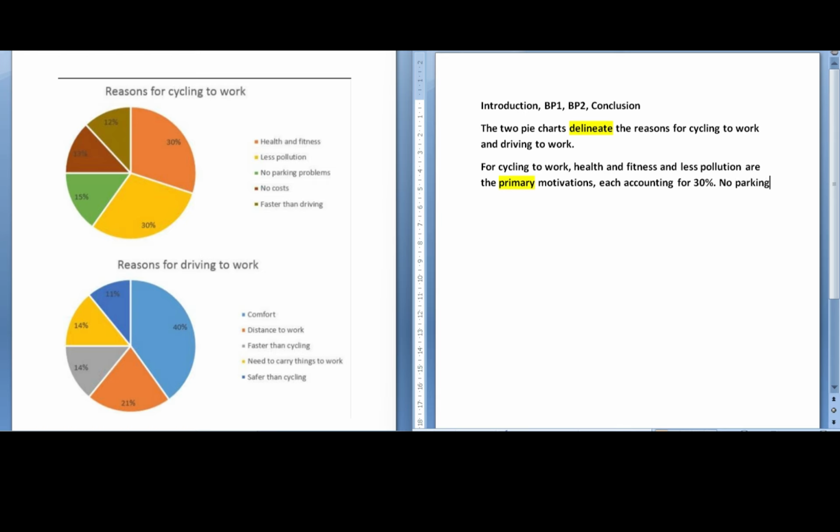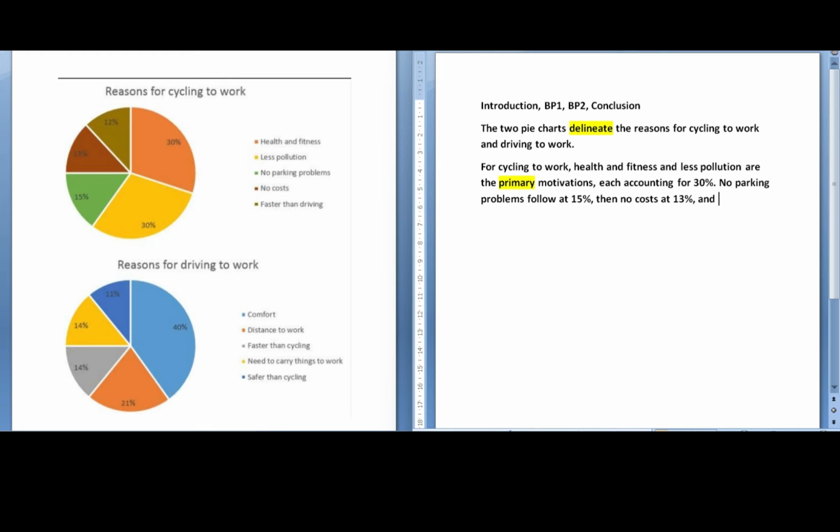So now moving further, we have completed these two things in just one line. No parking problems followed at 15%. Then no costs at 13%. Very simple. Then you will put your comma here. Remember one thing, guys, when you are merging two independent lines, then you have to use a comma before and.